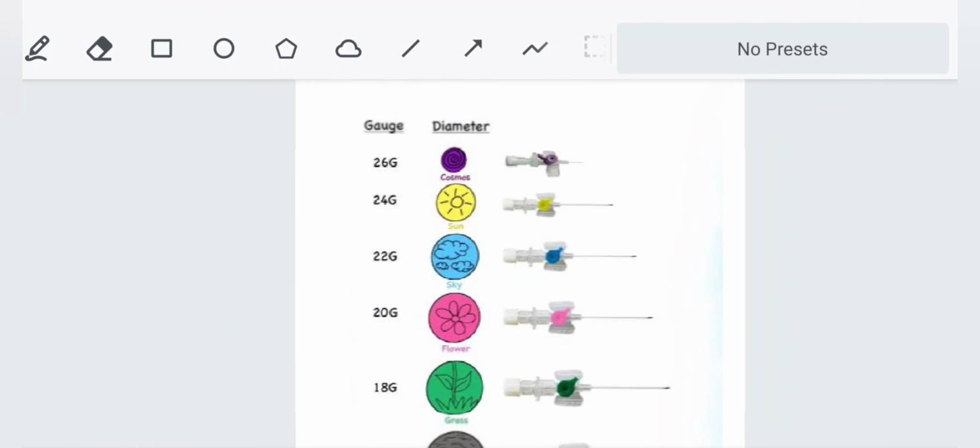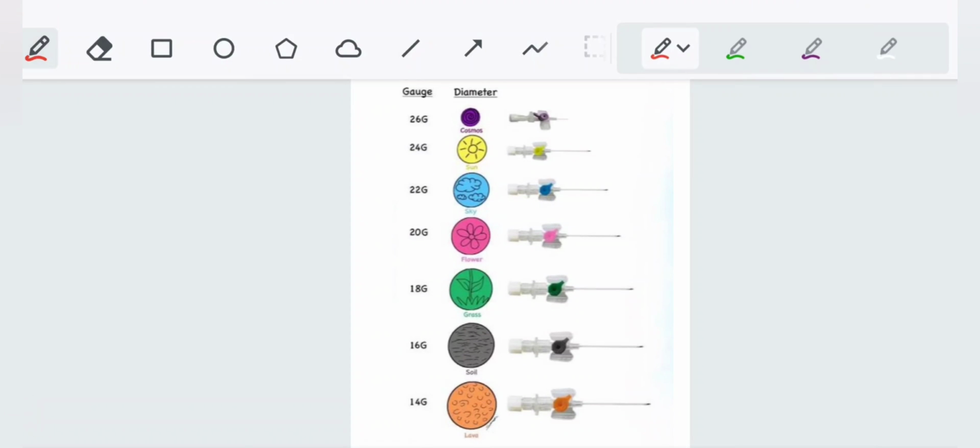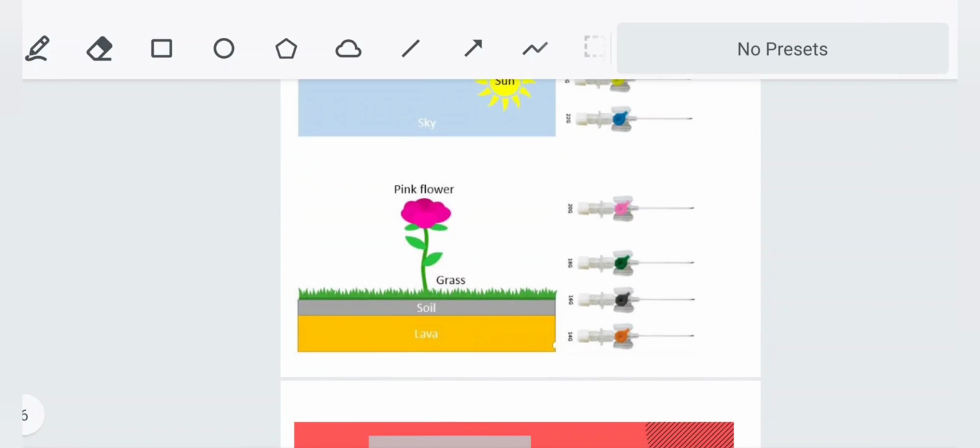See this picture. We'll see at a glance first. This picture depicts 14 gauge to 26 gauge. Here it's orange, then gray, then green, then pink, blue, yellow, and purple. As the gauge number increases, the diameter will decrease. So 26 gauge has the smallest diameter and 14 gauge has the largest diameter. So let's see the pictorial mnemonic for this.